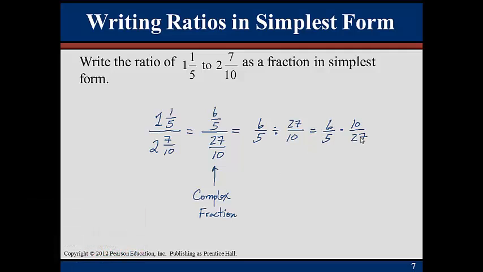So we can take the 6 and the 27, divide both of them by 3, and the 6 will become 2, and the 27 will become 9. Then we can do the same to the 5 and the 10, divide both by 5, the 5 will become 1, and the 10 will become 2. So now we end up with the fraction 4 over 9. So when writing ratios as fractions, remember, you cannot have decimals in your fractions, and you cannot have mixed numbers in your fractions.